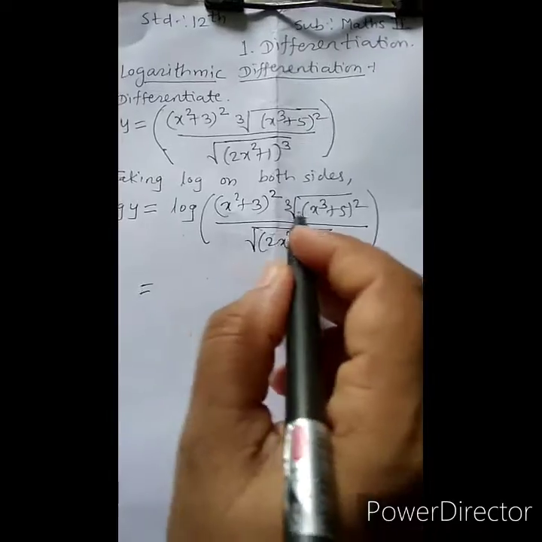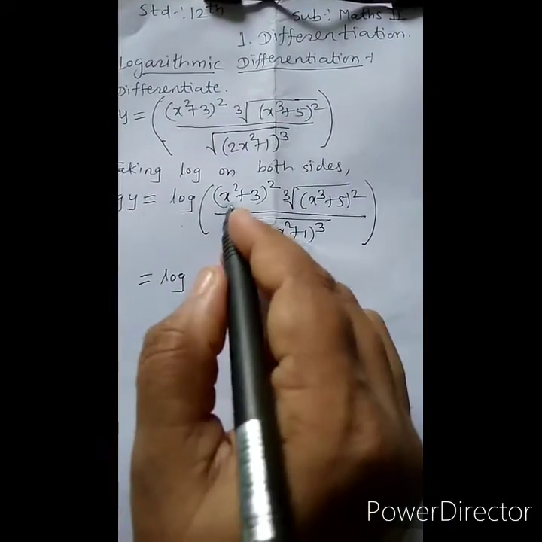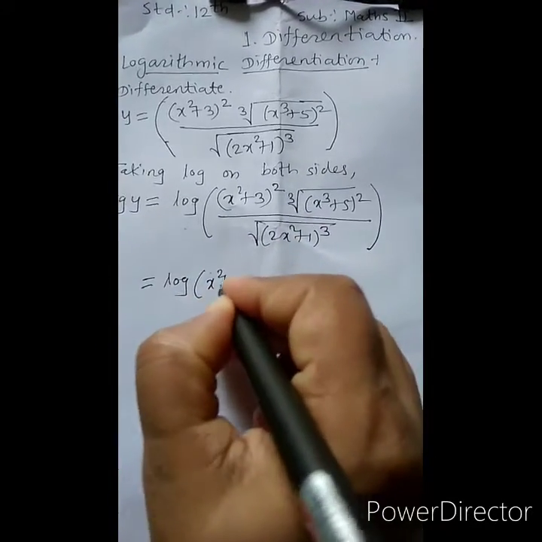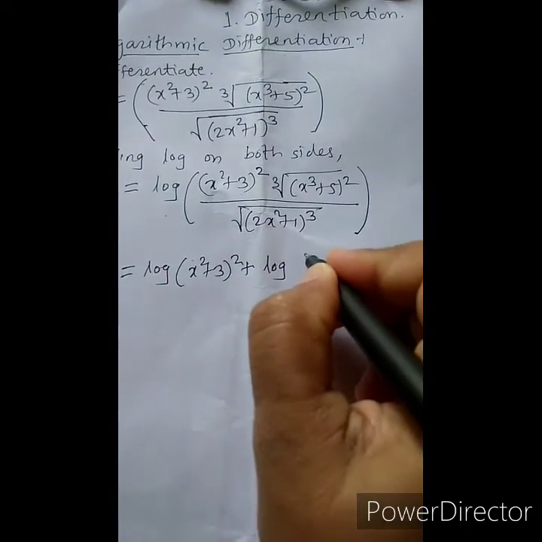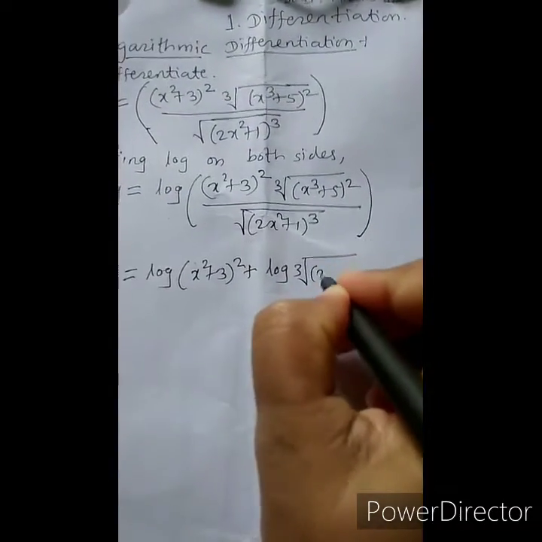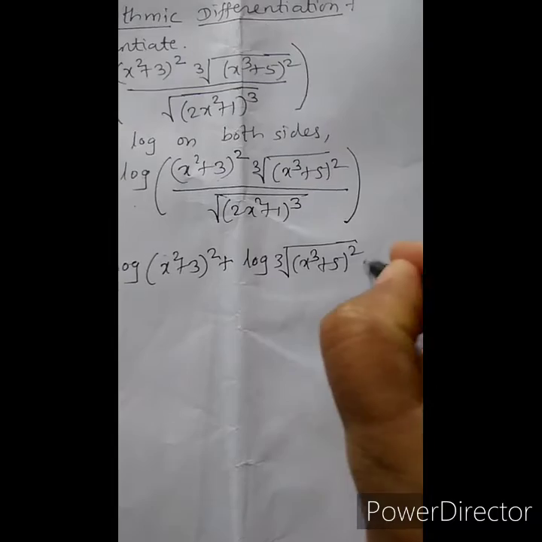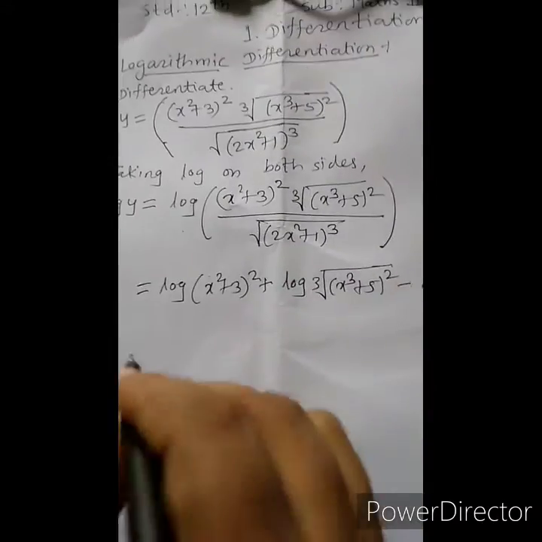So here multiplication is there, so we have to distribute log, and in multiplication we can add these two functions: log of (x square plus 3) bracket square plus log of cube root of (x cube plus 5) bracket square. Now here division is there, therefore minus log of (square root of 2x square plus 1) bracket raised to 3.